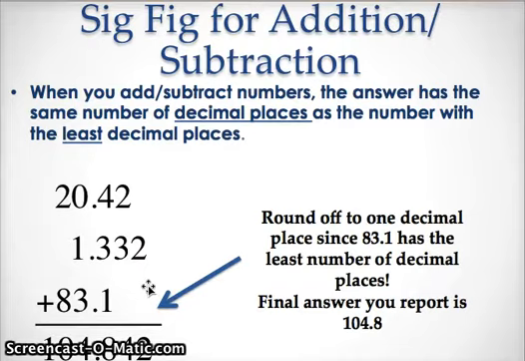Therefore, our answer should have one decimal place. So it says here, when you add or subtract numbers, the answer has the same number of decimal places as the number with the least decimal place. So the least decimal place is 1. So our answer must have 1 decimal place. So we're going to round this to 104.8. So there it is. 104.8 will be our correct answer.